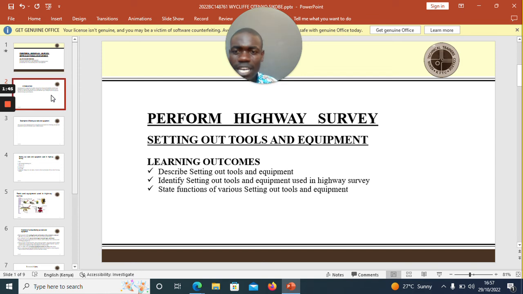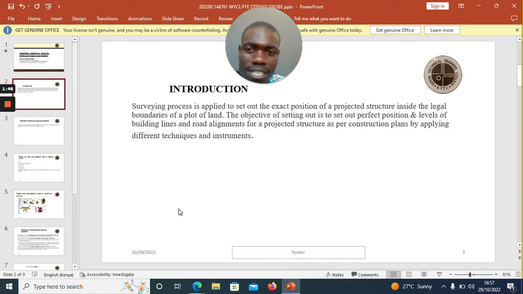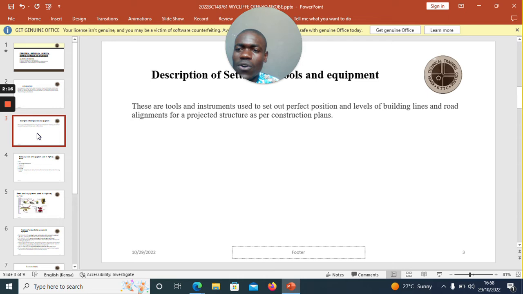Now, let me just introduce you a bit. Surveying is applied to set out the exact position of a projected structure inside the legal boundaries of a plot of land. The objective of setting out is to set out perfect position and levels of building lines and road alignments for a projected structure as per the construction plans by applying different techniques and instruments. These techniques and instruments are what we call the setting out tools and equipment. So what are these setting out tools and equipment?